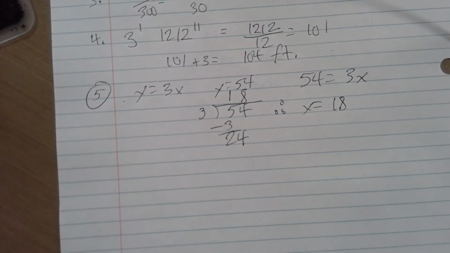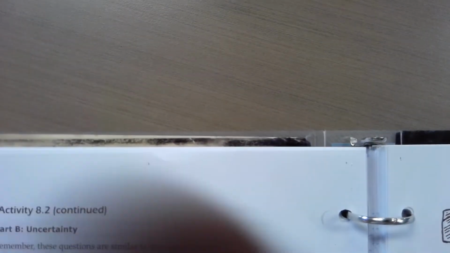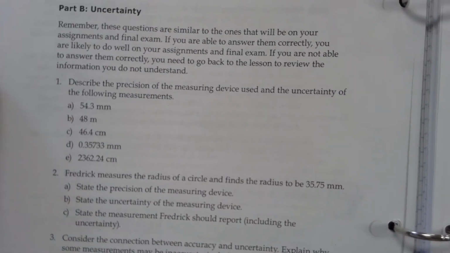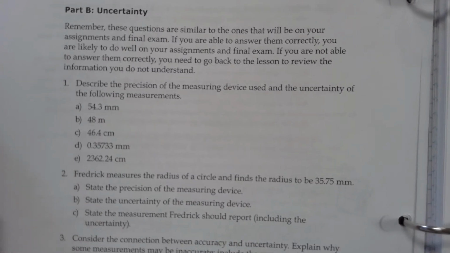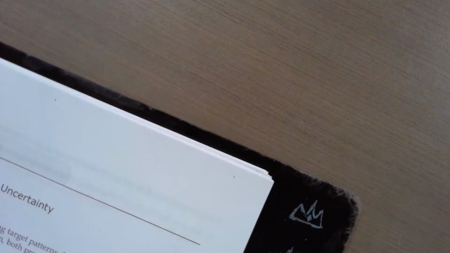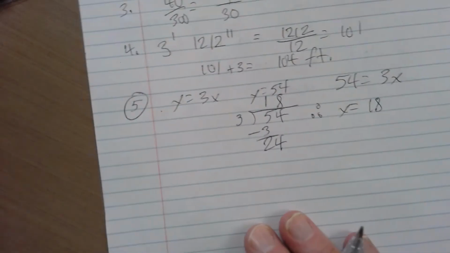All right, I want to look at examples 1 and 2 on page 32. So flip over to page 32, and we're going to do those exercises together. It says, describe the precision of the measuring device used and the uncertainty of the following measurements. Okay, so page 32, number 1.